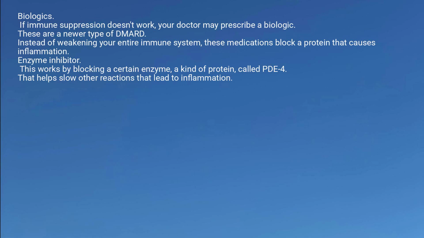Biologics. If immune suppression doesn't work, your doctor may prescribe a biologic. These are a newer type of DMARD. Instead of weakening your entire immune system, these medications block a protein that causes inflammation. Enzyme inhibitor. This works by blocking a certain enzyme, a kind of protein, called PDE4. That helps slow other reactions that lead to inflammation.